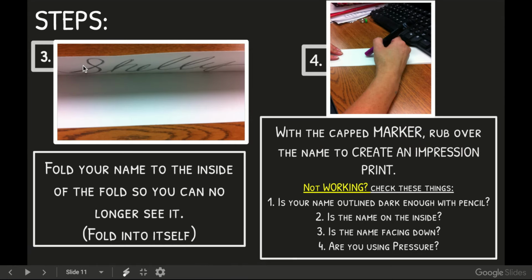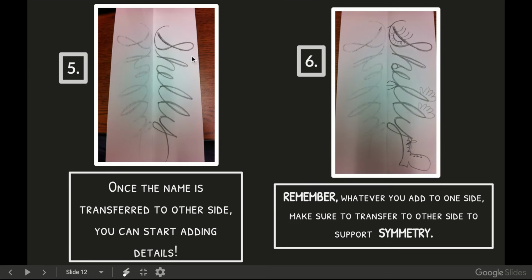Now notice Shelly is folding her name down, and she's using a marker, and she's going to rub over her name to create an impression, okay? Now what that means is it's transferring that graphite from the pencil onto the other side of the paper. It's not going to be perfect, but it's going to be dark enough that you can see it. You can then trace over that to make it dark enough that it matches.